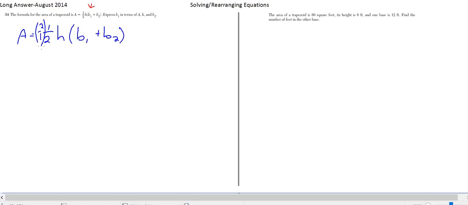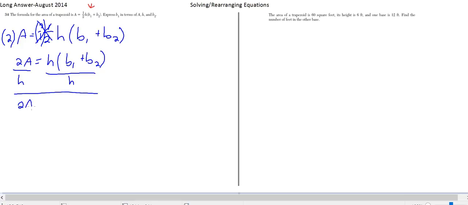Since we're multiplying the right-hand side by 2/1, we also have to multiply the left-hand side by 2/1. 2/1 is the same thing as 2, so we could just multiply by 2. 2a is equal to, the 2 and the 1/2 cancel out, h times (b sub 1 plus b sub 2). Now we want to remove that h, so we're going to divide by h. 2a over h is equal to b sub 1 plus b sub 2.